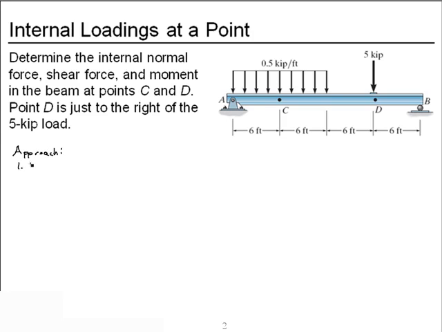Our first step, we're going to bound the solution, which is going to give us limits on what our answer could be. We'll compare our final answers to make sure they're within the limits. Then we're going to confirm determinacy and stability, because if it's not a determinate member, it changes how we approach structural analysis, and if it's unstable, sometimes we can't perform structural analysis. We're going to calculate reactions.